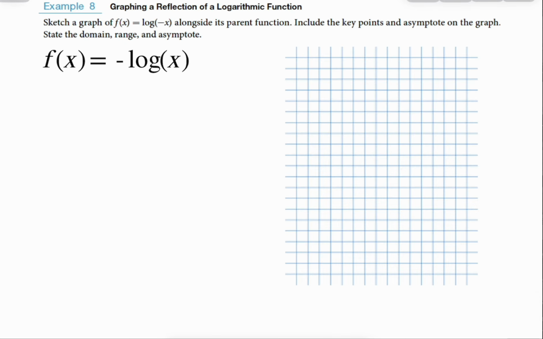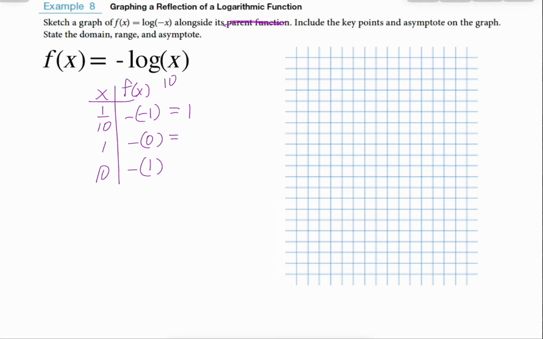So here, this is a log base 10. Let's not worry about the parent function. Let's just worry about this function. So it's a power of 10. So I'm going to plug in 1/10, 1 and 10, so that I get out -1, 0, and 1. But there's a negative on the outside. So let's put a negative on the outside. So we get 1, we get 0, we get -1. So it's flipped it. Now let's graph it.